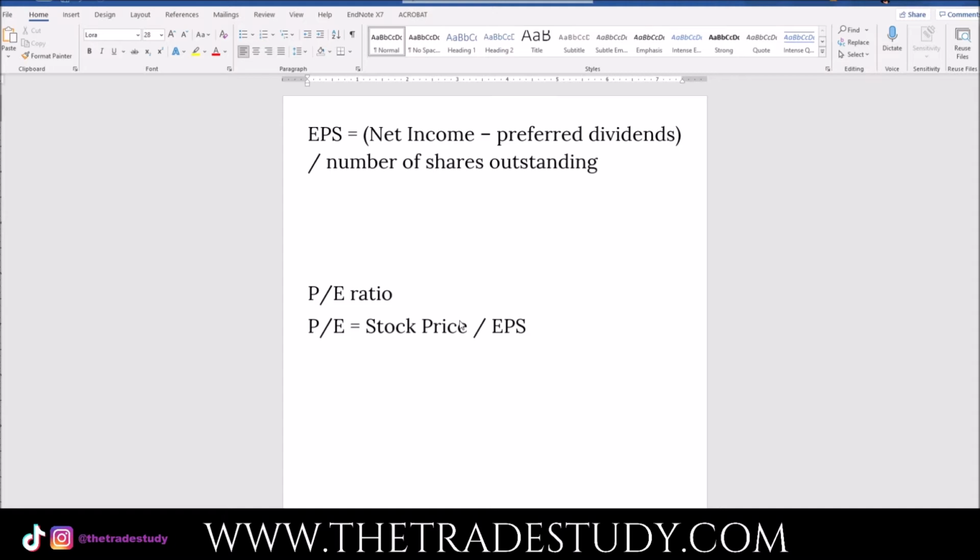So you might be getting the idea now. If the PE ratio is 10, it costs you 10 to buy a dollar of profit. If the PE ratio is 20, it costs you 20 to buy a dollar of profit.